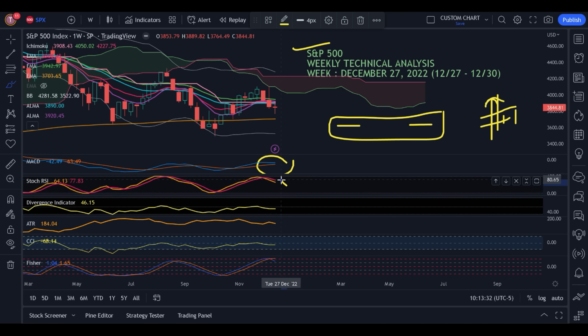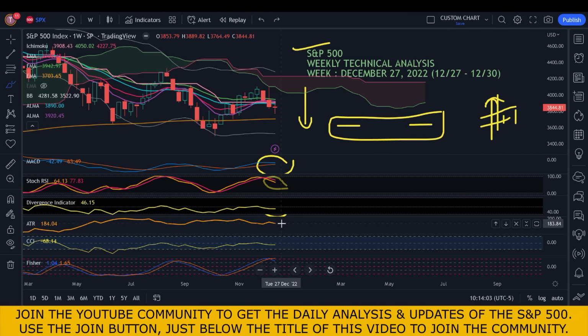Then comes the stochastic RSI. When you look into this, the stochastic RSI K channel is less than the D channel. This clearly indicates that the S&P 500 is bearish through the stochastic RSI. Then comes the divergence. The divergence is normal. It is not creating any problem. Then comes the volatility. It is around 85-90% of the all-time high levels. So the S&P 500 is still volatile, right? And other than that, everything else looks good.